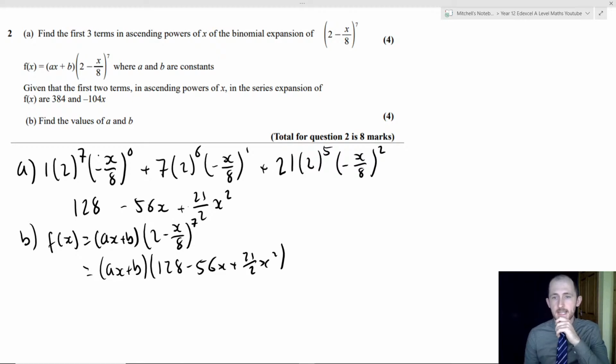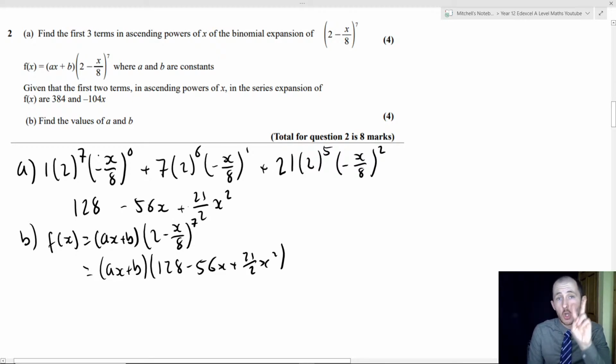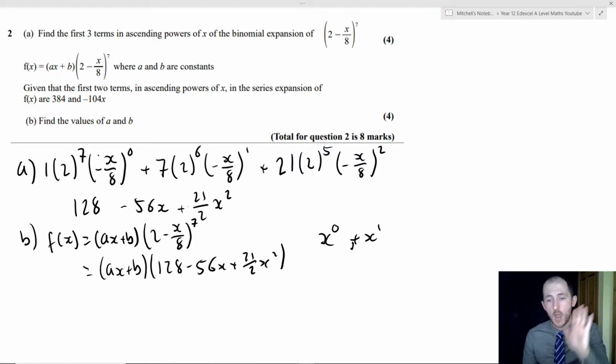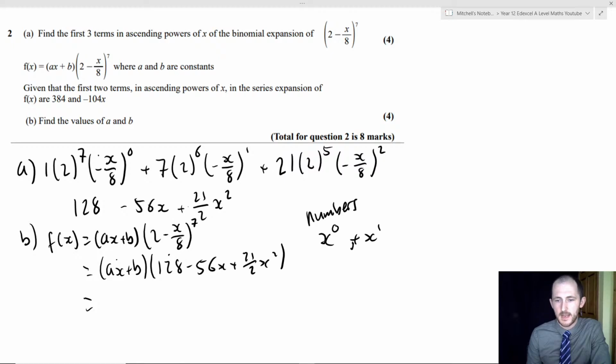Okay, it then tells me the first two terms. So we're going to have x to the 0, or a constant, plus x to the 1. That's the only terms I care about. Okay, so when I expand this, I don't need to fully expand it. If you get ax cubed, that's pointless. We only care about the numbers, i.e. the constants, and anything with an x. So I'm going to do ax times 128.